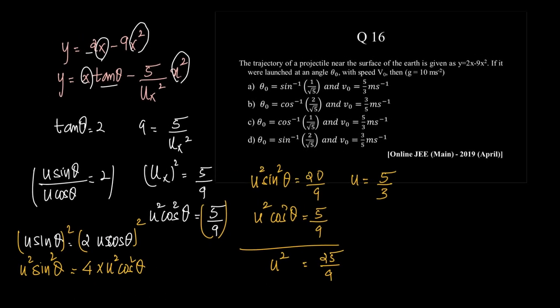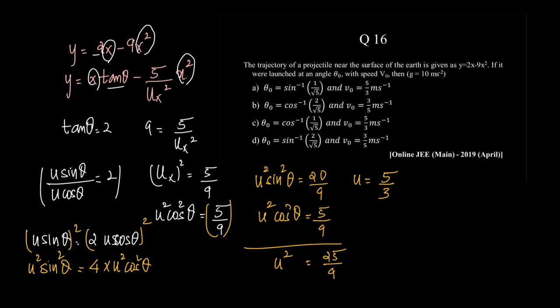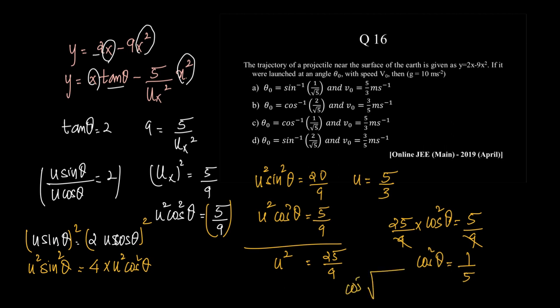And if u = 5/3, let us find θ. So you just substitute into any equation. u² is now 25/9. So 25/9 into cos² θ = 5/9. 9 by 9 is 1. So we get cos² θ = 1/5, and therefore θ = cos⁻¹ of root of 1/5, which means the correct option is option C.